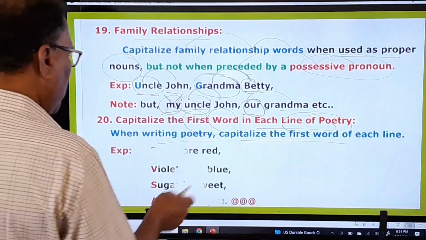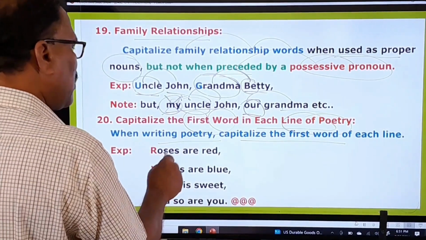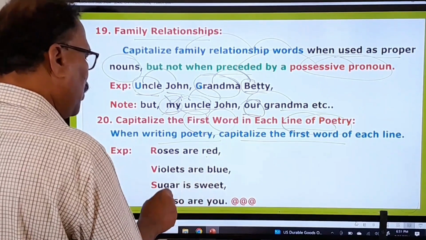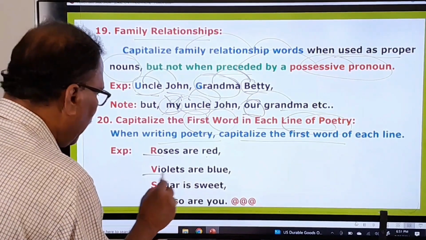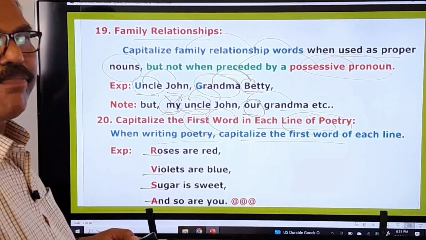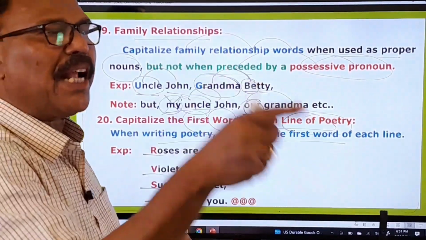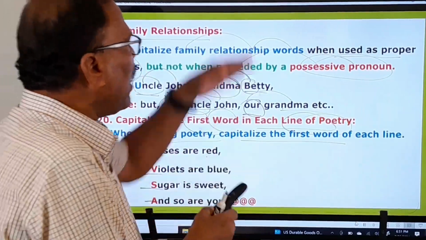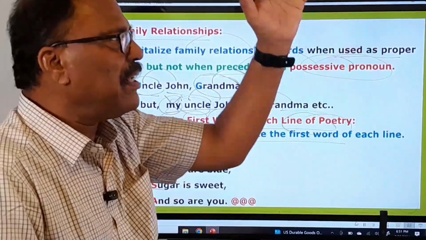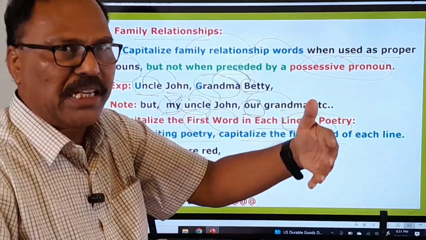Okay, here you pay attention. One small poem is given for you. Roses are red, violets are blue, sugar is sweet, and so are you. See, R-V-S, a small poem. Pussycat, pussycat, where have you been? I have been to London to look at the Queen. So when you write it, all the lines must be capitalized; there are 4 lines in that poem.